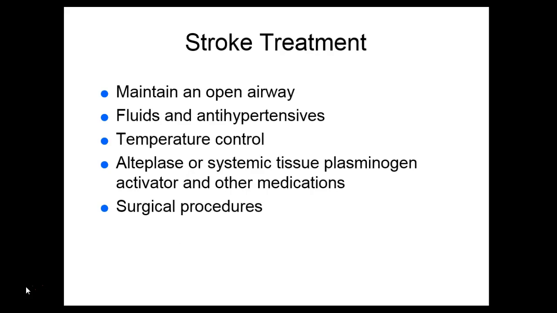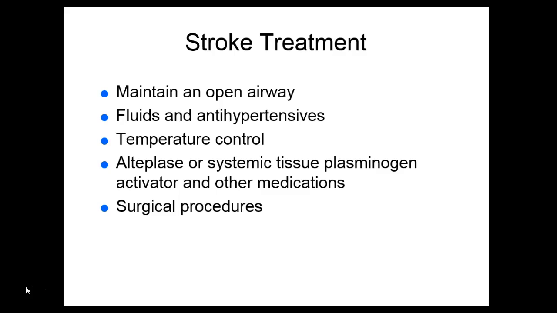What do we do when a stroke occurs? First of all, of course, we maintain an open airway. We administer supplemental oxygen. If breathing is impaired or the patient is comatose, we may insert an artificial airway to keep the airway open. Hypovolemia is treated with fluids. Hypertension of greater than a systolic of 220 over a diastolic of 130 millimeters of mercury is treated.